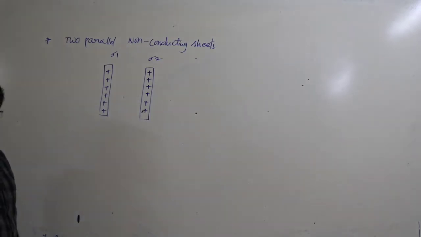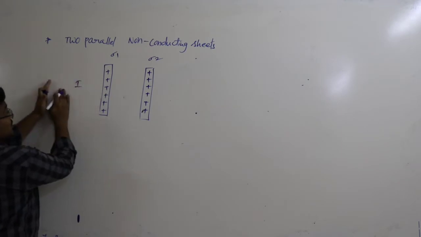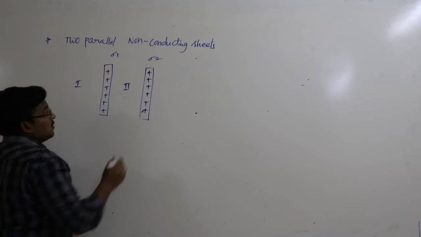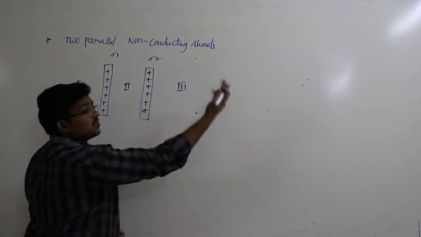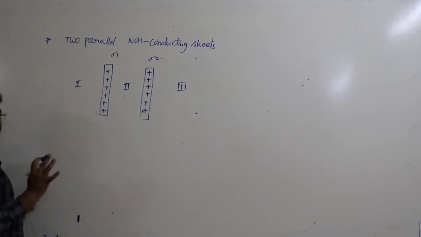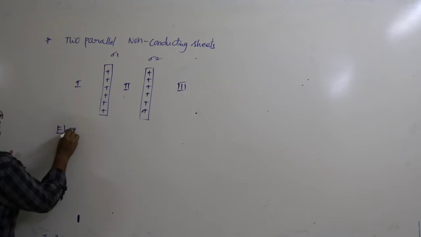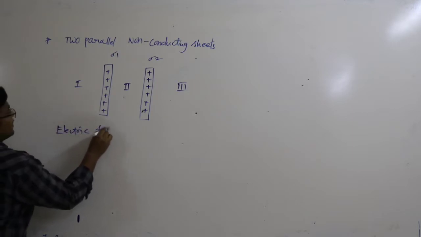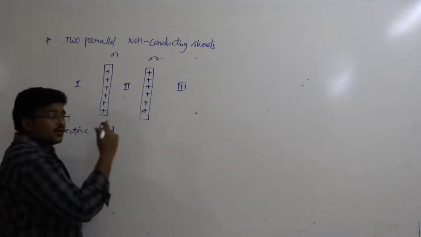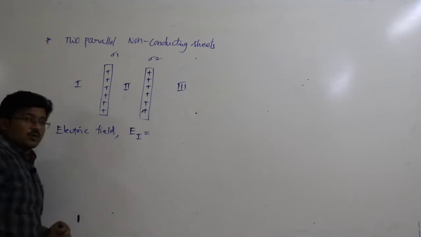Now my question is, I have three regions. This is one region, this is the second region in between the plates, and the third region is outside the plates, on the right side. Now my question is, what is the electric field intensity in region 1, region 2, and region 3? So I want the electric field intensity in the first region.